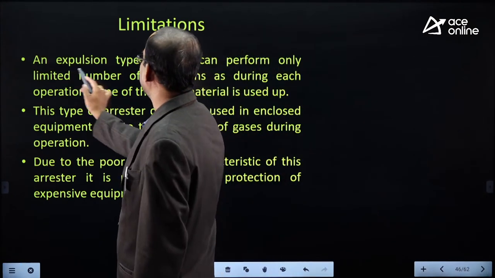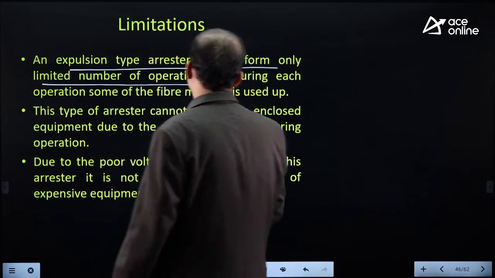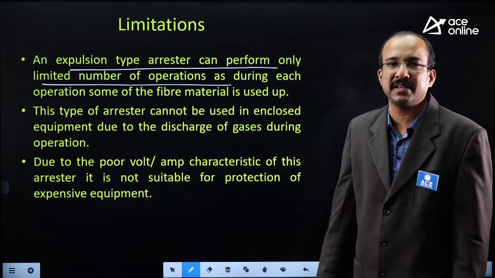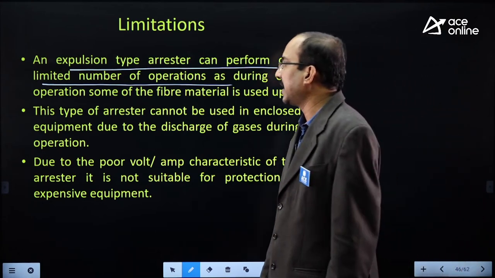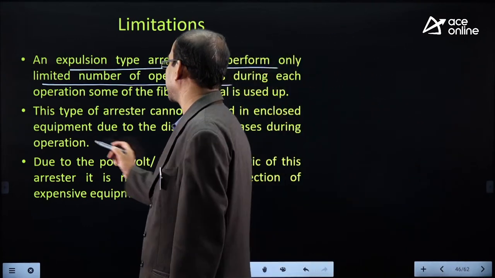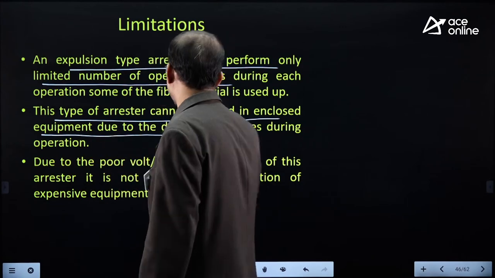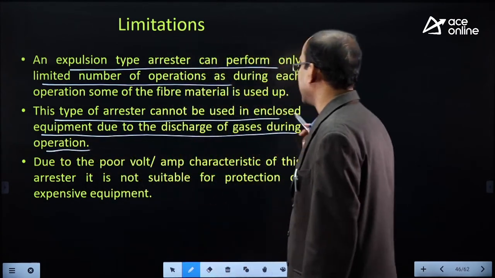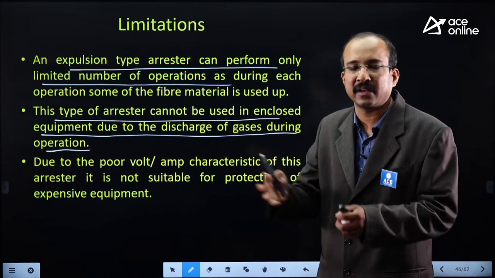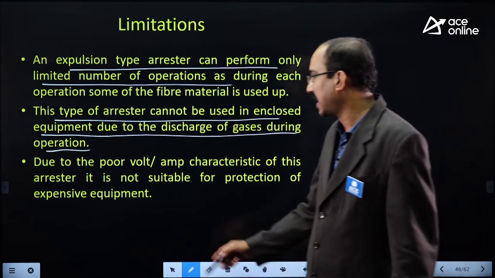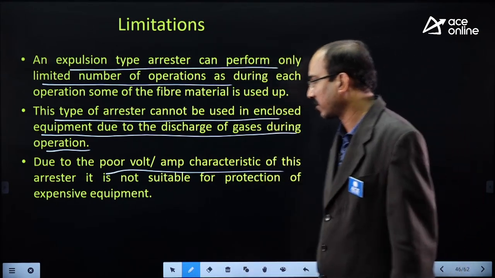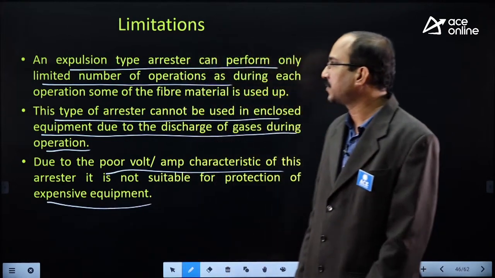Observe. Expulsion type arrestor performs only a limited number of operations, because that fiber material is getting vaporized and it is developing neutral gas. So, we cannot enclose this arrestor. This type of arrestor is not used for enclosed equipment due to discharge of gases. Here, neutral gas is being developed, so that's why we are not going to use this in enclosed areas. And the last one is the poor volt ampere characteristic of this arrestor, so it is not suitable for expensive equipment. We cannot recommend this for expensive equipment.